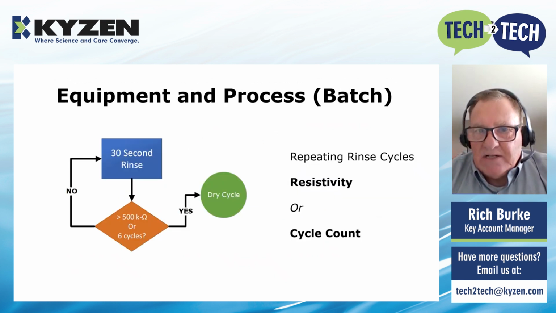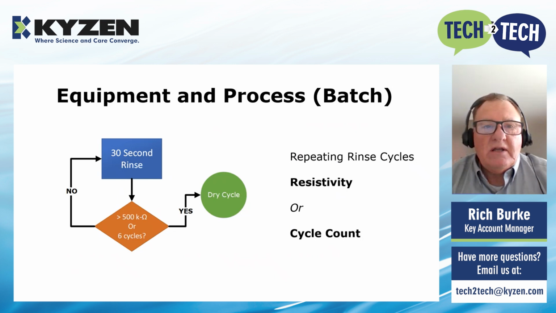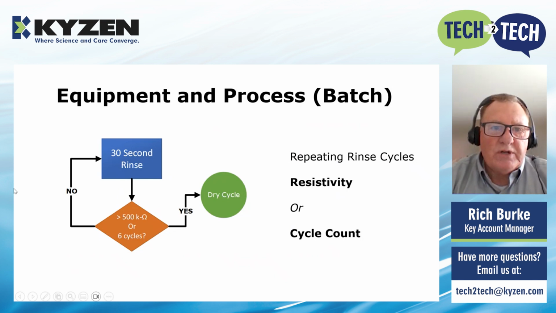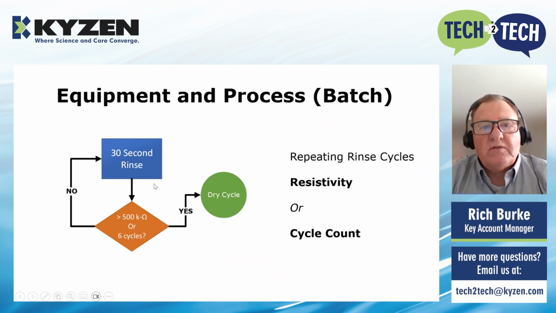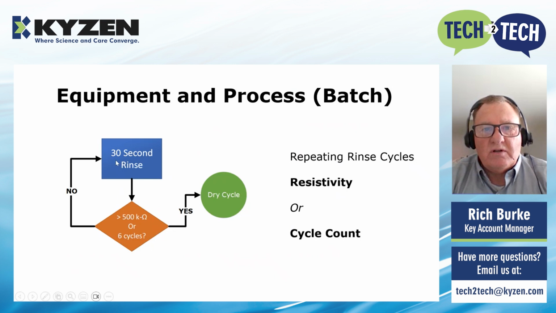When we talk about a batch system, it's just done differently. In a batch system, you've got a single tank system. And so what it's trying to do is actually do a repeat rinse cycle, or rinse in repeating cycles. In this example, it's showing a rinse of 30 seconds. And then it's going to look towards either the resistivity of the water solution, or number of cycles. One of these two conditions has to be satisfied before the rinse concludes. Otherwise, it will continue to run until one of these two conditions is realized.